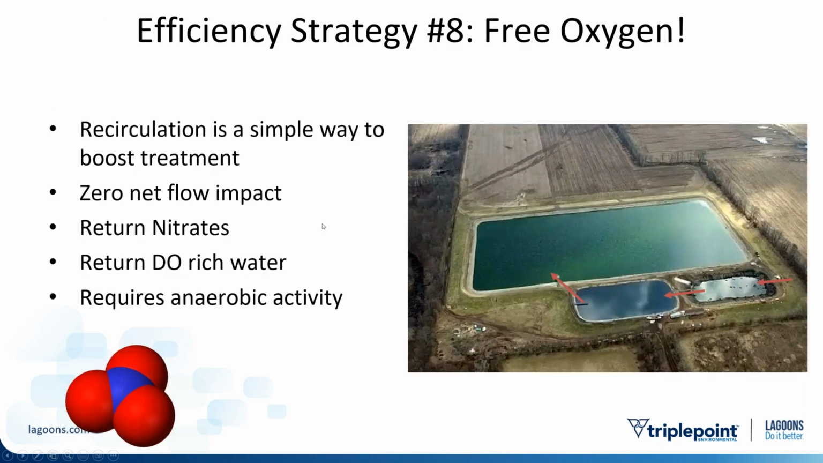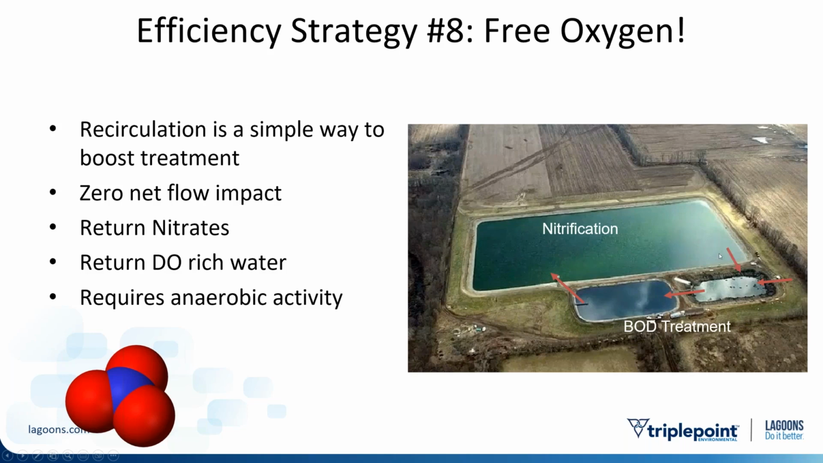Here's another fun one. You can get free oxygen by adding recirculation. So what happens is the waste comes through a plant, BOD is treated, ammonia starts to get treated, and then we get most of our ammonia treatment later in the process. That nitrification creates this, which is a nitrate molecule, and that's typically where the nitrification process stops. High nitrate water over here.